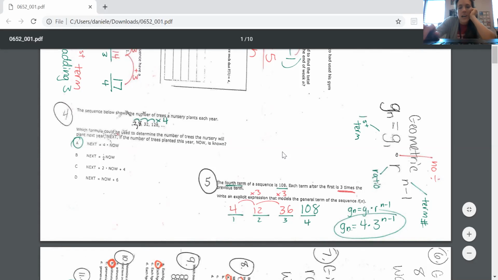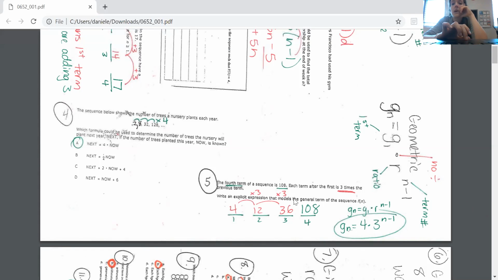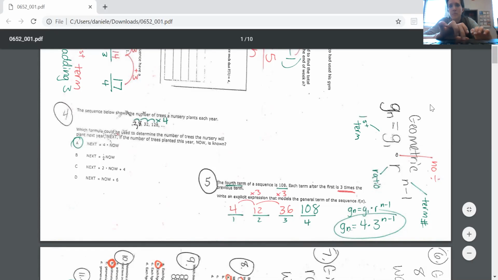And number 5, kind of like number 3 we just did, except this time I know the change, but I know my fourth term is 108. If I know that I was doing 3 times to move ahead, then I'm going to have to divide by 3 to move back. So that's how I got these numbers in red. That tells me my first term is 4 and the common ratio is 3. So 4 times 3 to the n minus 1 is my answer.